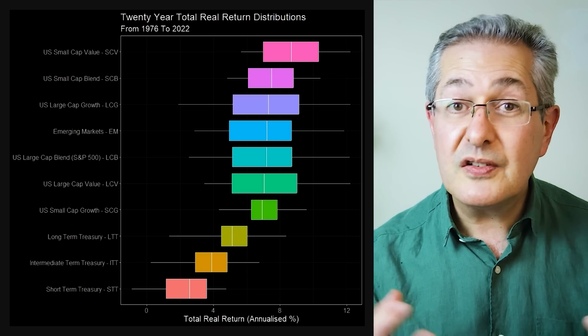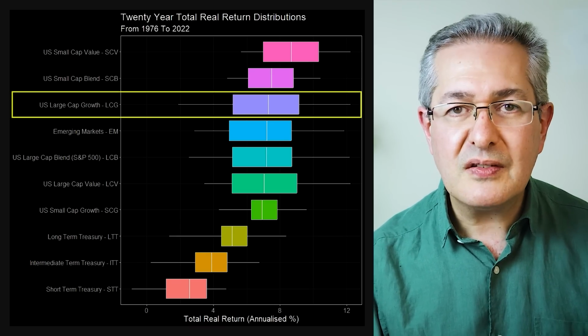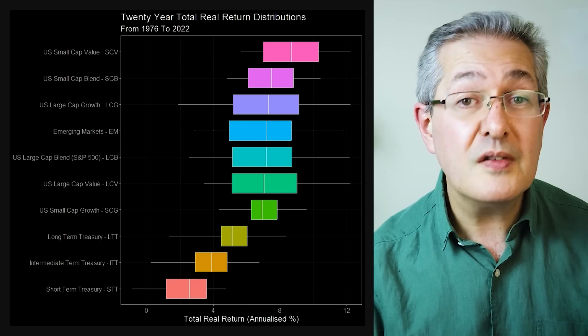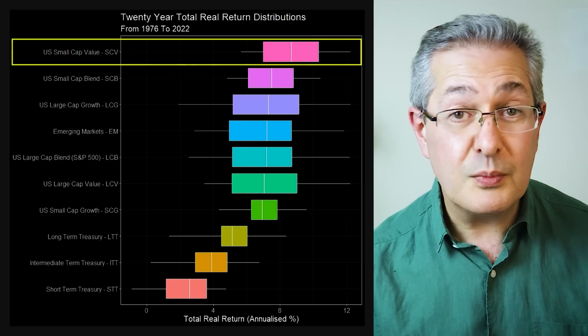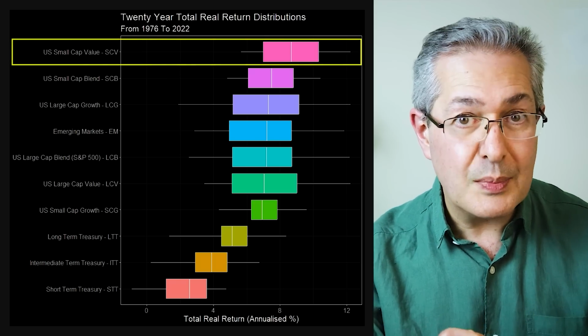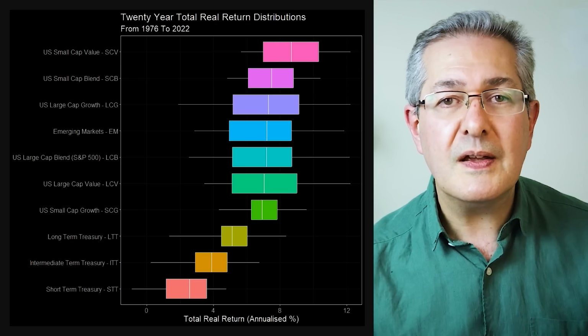Now let's turn to the styles at the top of the table. The one which has been the blowout success since 2008 has been large cap growth. But surprise, surprise, that's not at the top of the table since 1976. In fact, small cap value, these are small cap stocks which are cheap, that's been the best performing style if we look at the median return.